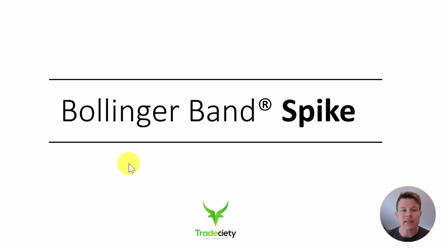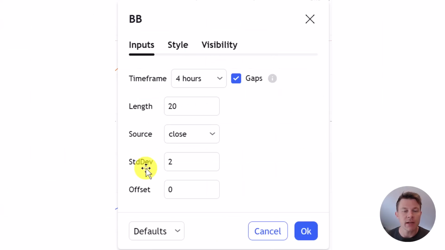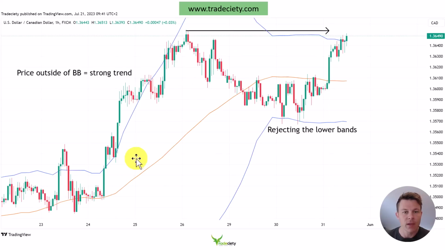Next is the Bollinger Band spike, and I'm using a regular Bollinger Band. I'm trading typically the 1 hour or the lower time frames, but when you open the Bollinger Band settings on TradingView, what I do is I set the time frame to 4 hour. What this does is it gives you the Bollinger Band channel from the higher time frame, but shows it on the lower time frame. And this is how it looks. We're on the 1 hour time frame, but this is the Bollinger Band channel from the 4 hour.